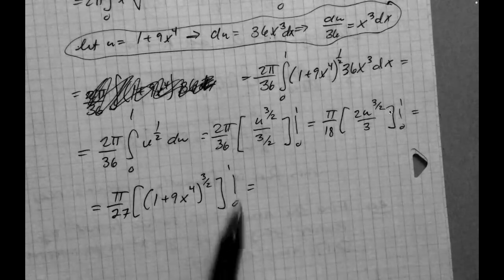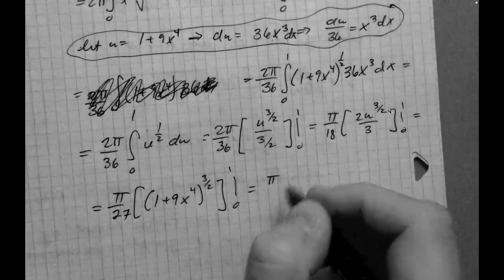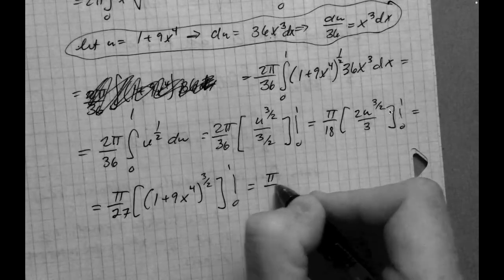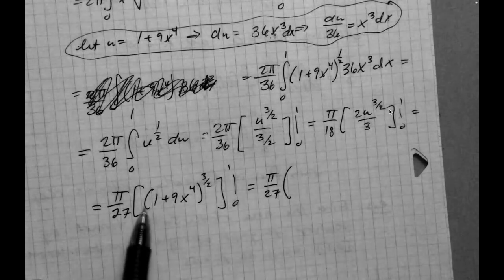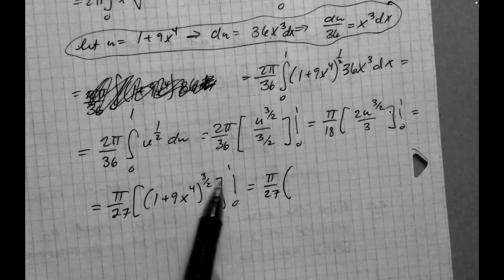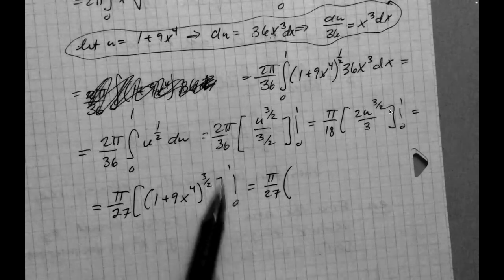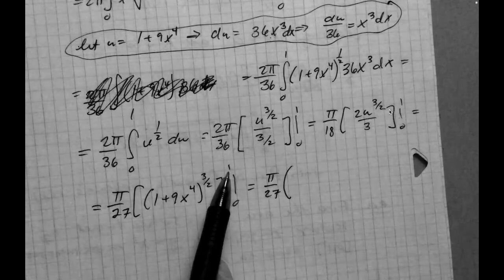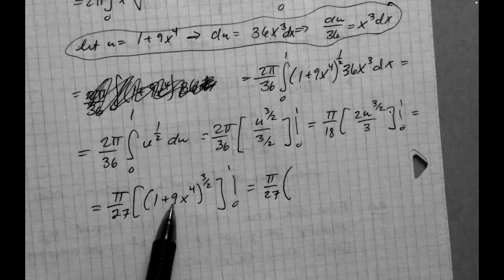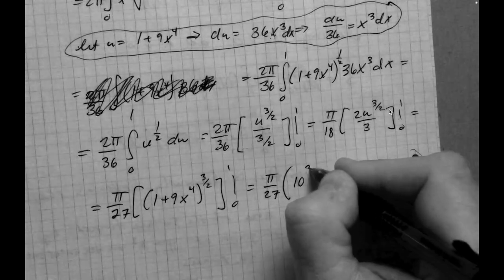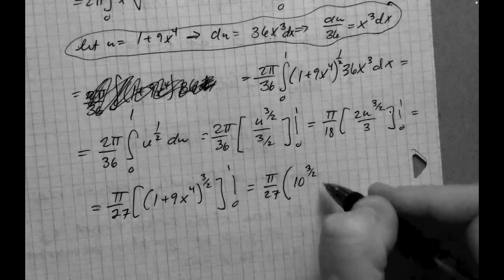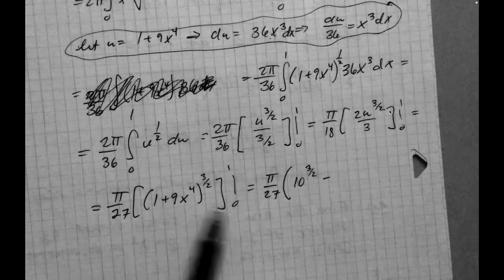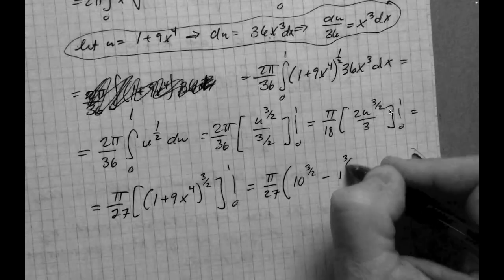And perfect. We can evaluate this pretty easily, I bet. So it'll be pi over 27, and then 1 plus 9. So this is just 1 and 0, so that's why this is not going to be too bad. We've got 1 to the 4th is 1, so 1 plus 9 is 10. So this is 10 to the 3/2. And then minus, plugging in a 0, it'll be just 1 to the 3/2.